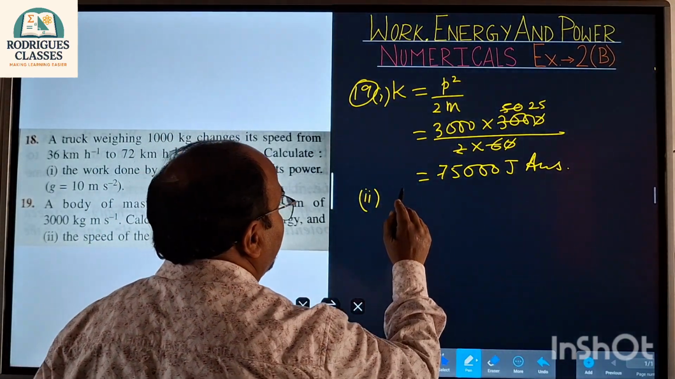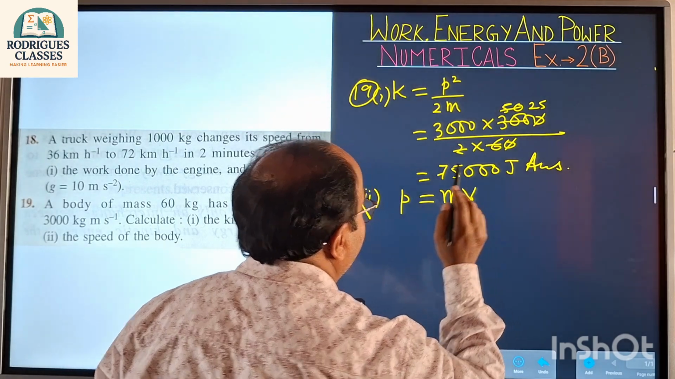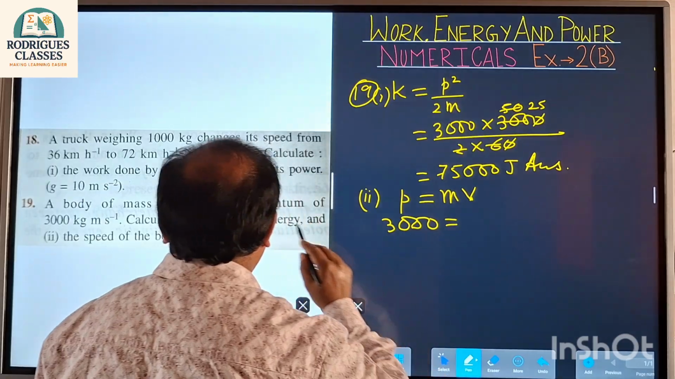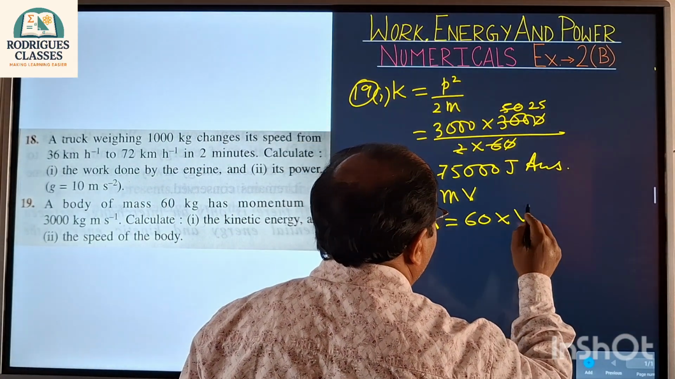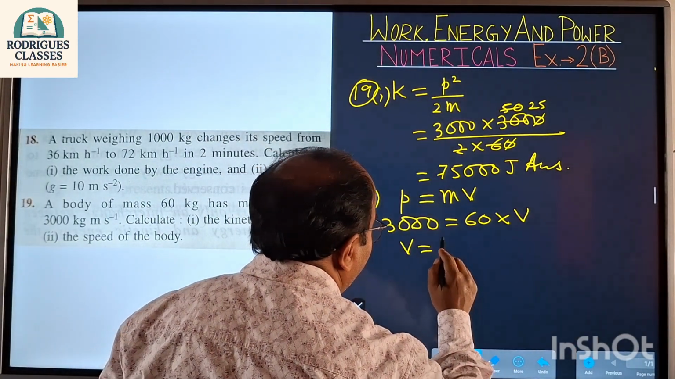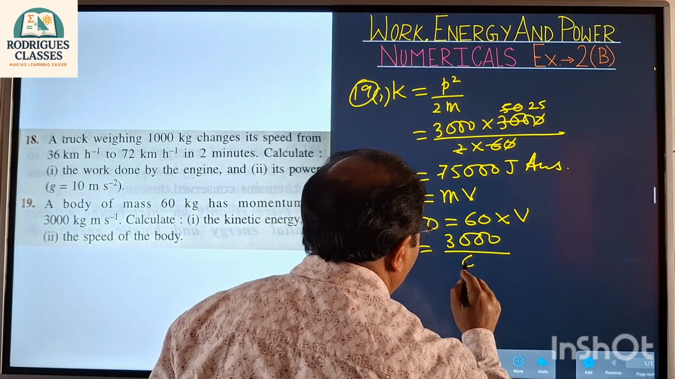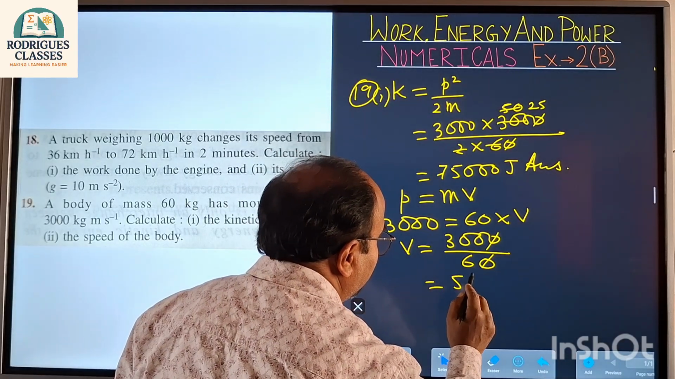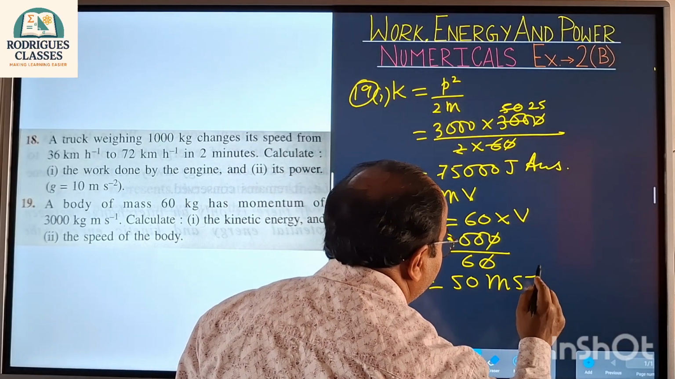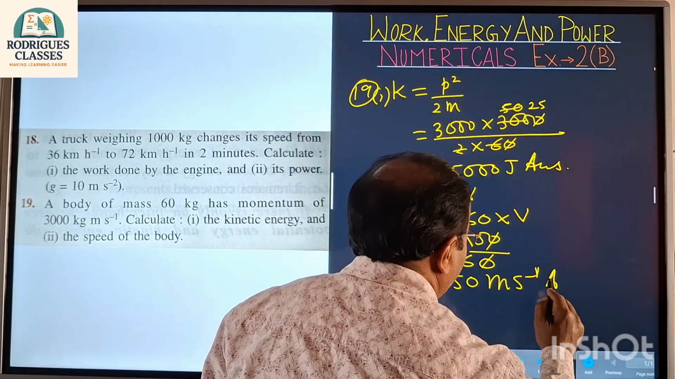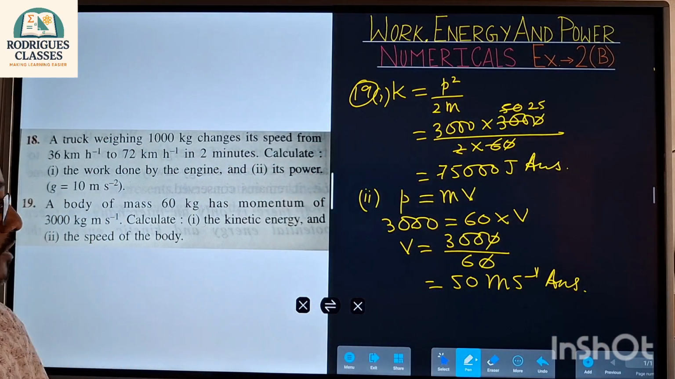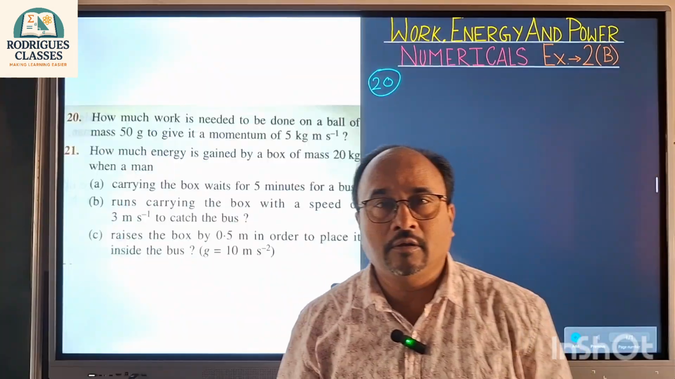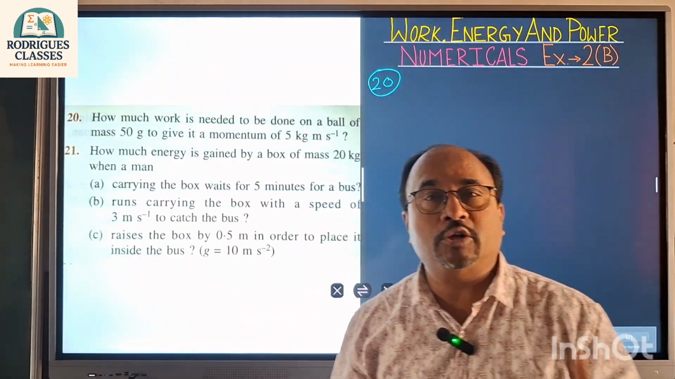Second part, speed, I can use this formula. Momentum is equal to mass into velocity. Momentum is 3000. Mass is 60 and velocity we have to find. So V will be equals to 3000 by 60. So this is cancelled. So if I divide 6 5s are 30, then 0 is left. I get it as 50 meter per second. So second part was an easy one, a very small formula and a direct formula sum. So we move on to the numerical number 20.